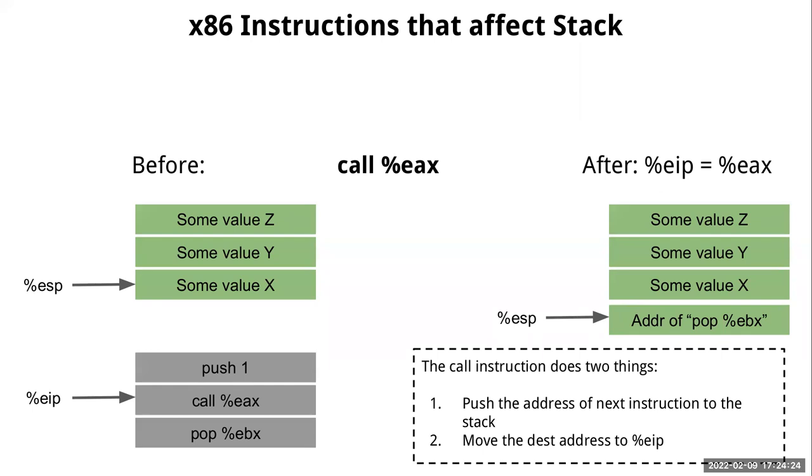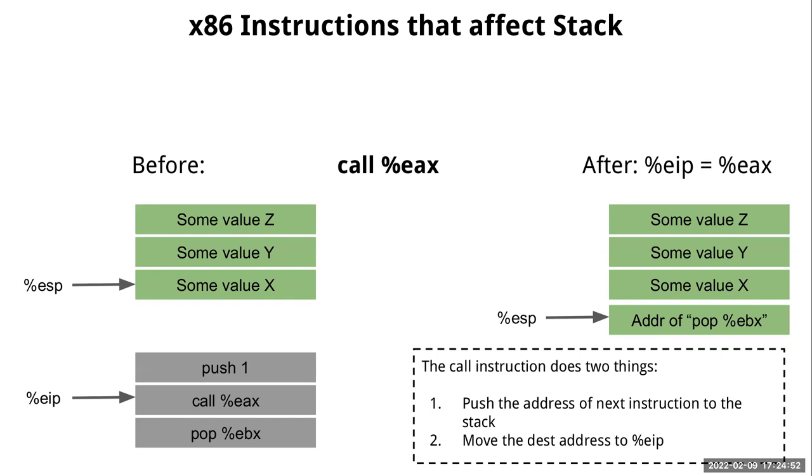I assume this is the instructions, the code. This one I'm calling a different way. EIP is always going to point to the next instruction we are going to execute. And at this point, ESP still points to X, okay? So this is the status right now.